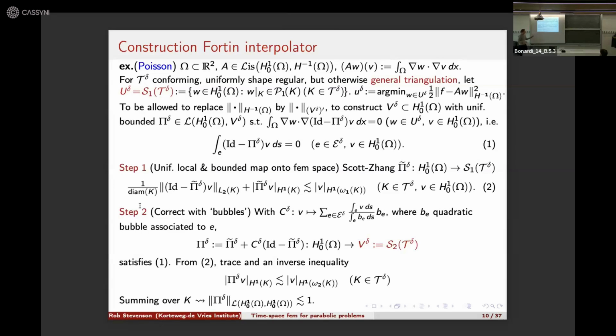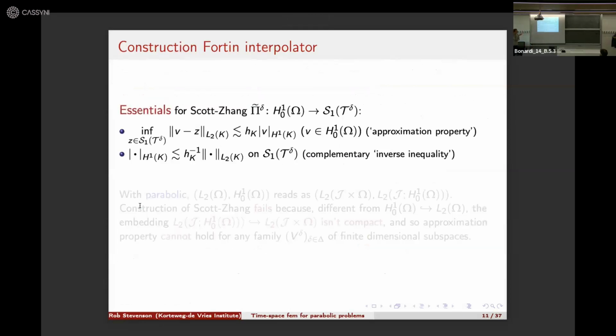And if you sum over the triangles, you find at the end of the day that this is really a valid Fortin interpolator. Okay, that's a bit technical construction, but what are the essential ingredients? The essential ingredient is that we have a Scott-Zhang-like projector, a projector from the whole space to the test space, which has an approximation property locally, and which has an inverse inequality. And they should be complementary, so what you gain here, you lose there. Here you gain h_K, and here you lose 1 over h_K. And then you can combine things together, and adding some bubbles, you can do your thing.